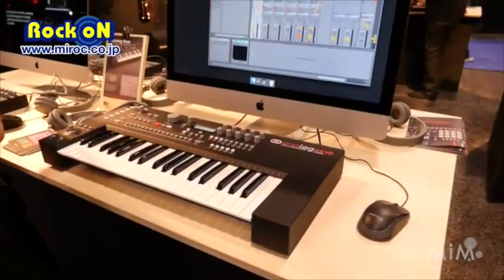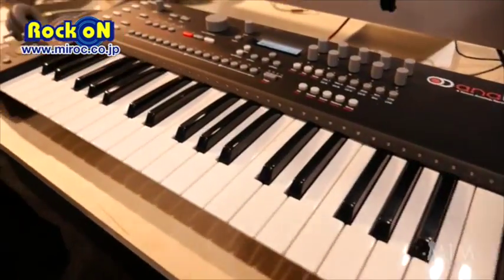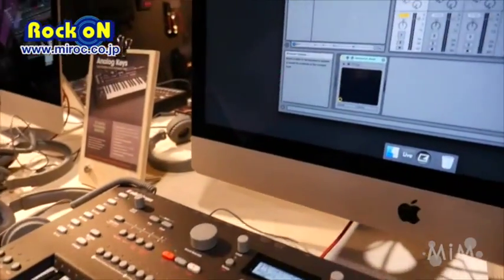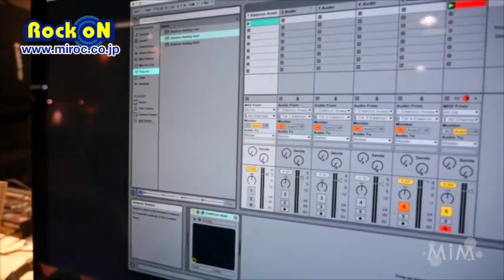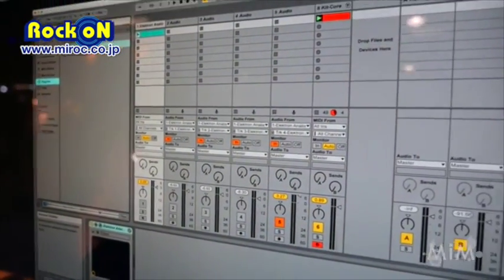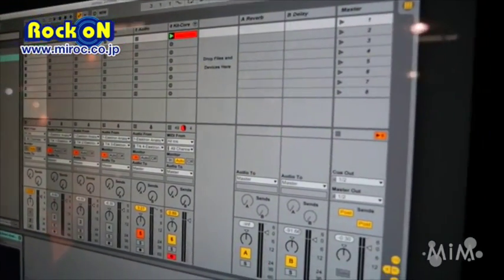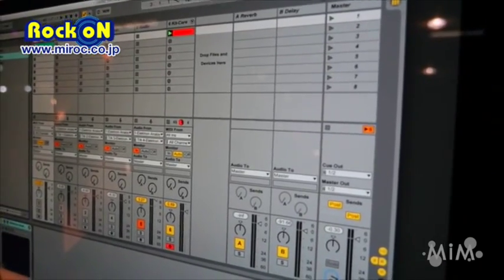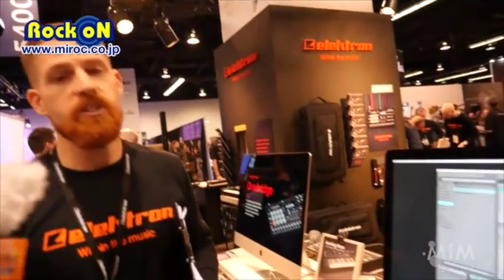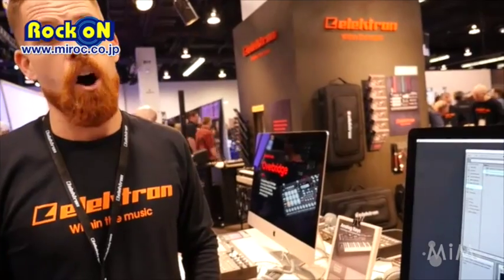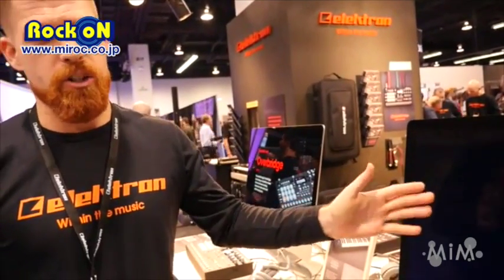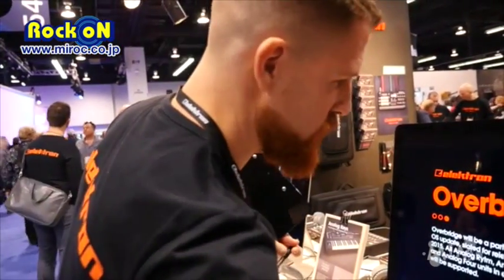So, here we go. This year we're proud to present Overbridge. Overbridge is the world's first analog VST instrument. That means our entire analog line, the Analog Keys, the Analog Four, and the Analog Rhythm, are going to be capable of multi-channel, real-time USB audio streaming straight into your DAW or workstation of choice.